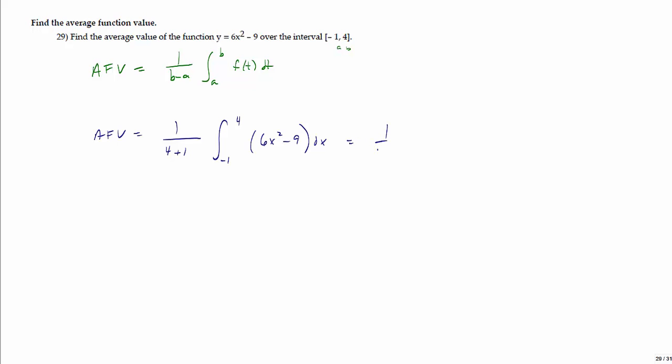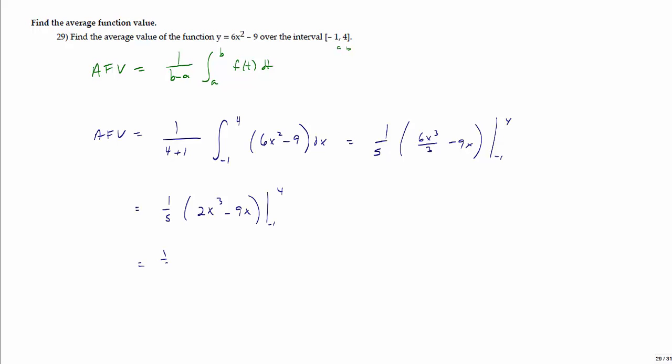So this will give me 1/5, and then when I take the antiderivative, I get 6x to the third over 3 minus 9x. I'm going to simplify that in the next step. And so we have 1/5 times 2x cubed minus 9x, and then we still have to evaluate it from -1 to 4. Some students like to distribute the 1/5 first, but you could go ahead, get your function values, and do the 1/5 afterwards. So that's when to set it up.